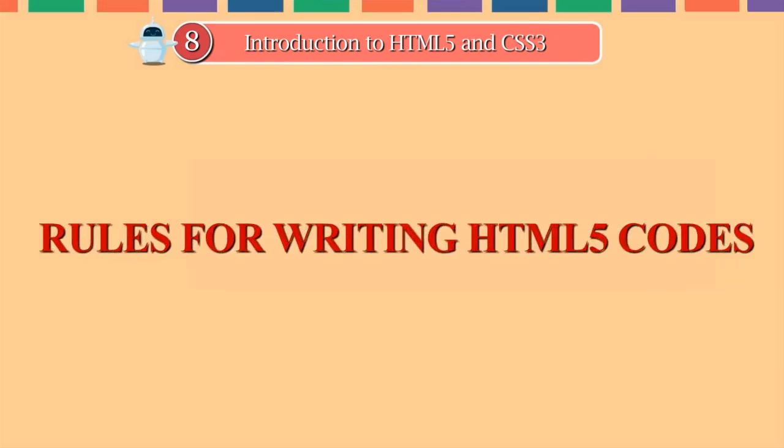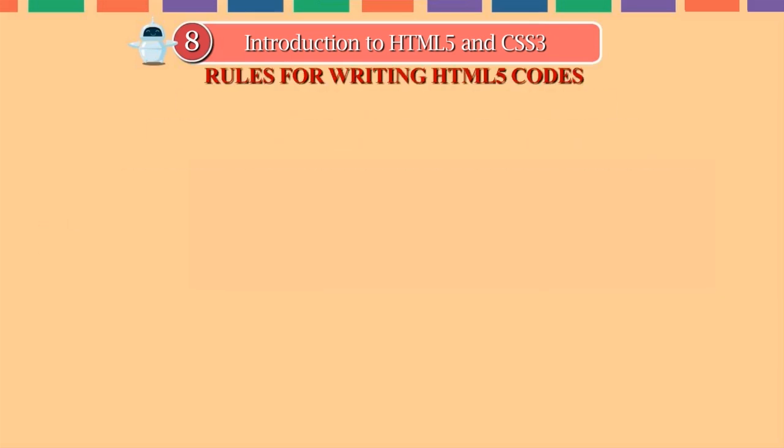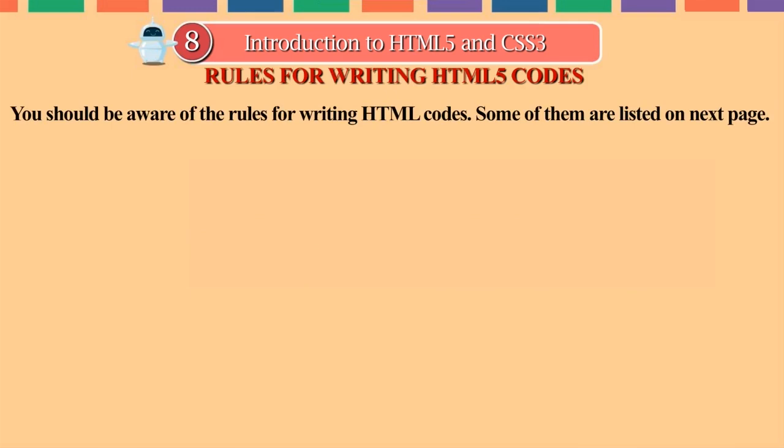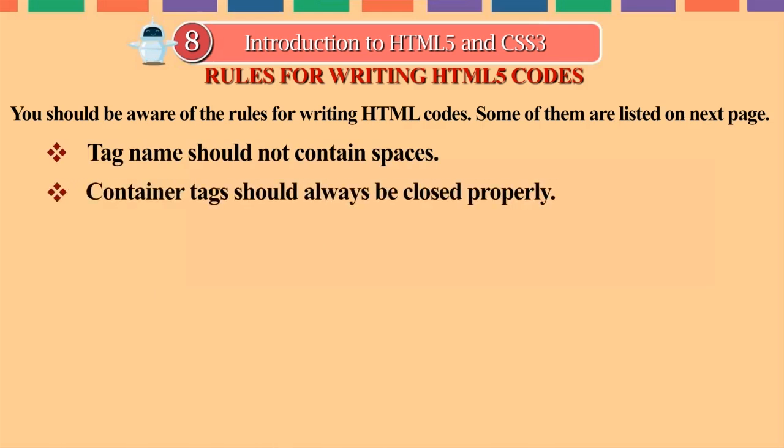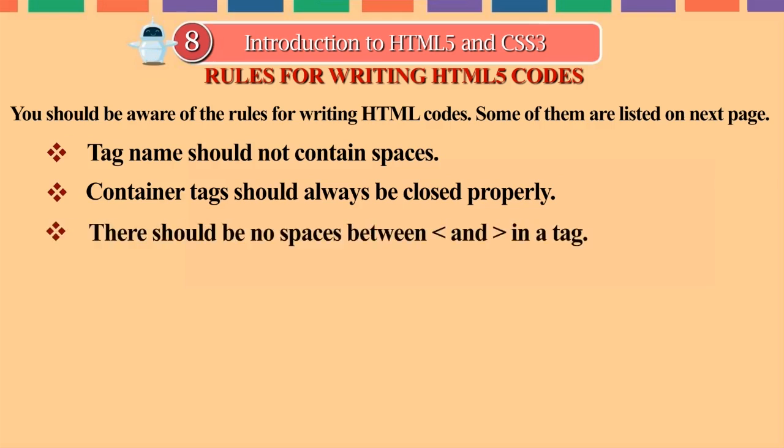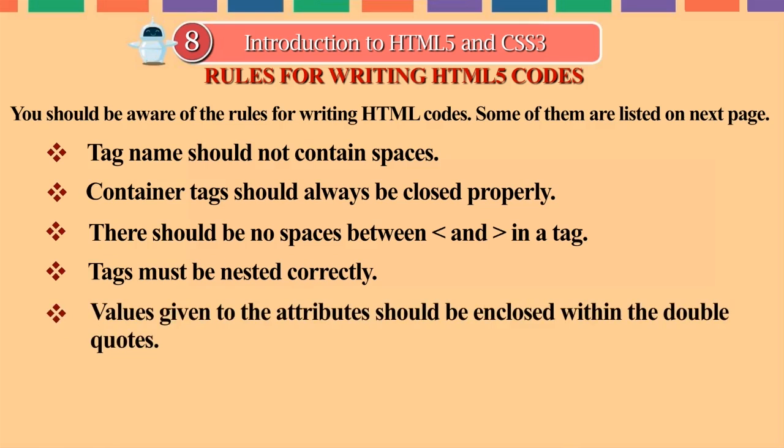Rules for writing HTML5 codes. You should be aware of the rules for writing HTML codes. Some of them are listed on next page. Tag name should not contain spaces. Container tags should always be closed properly. There should be no spaces between and in a tag. Tags must be nested correctly. Values given to the attributes should be enclosed within the double quotes.